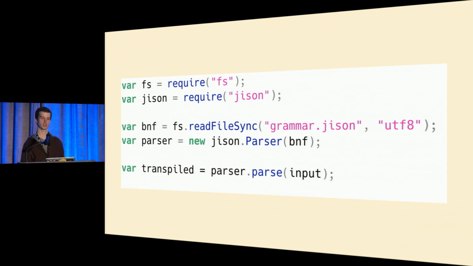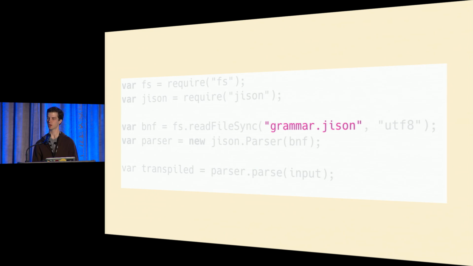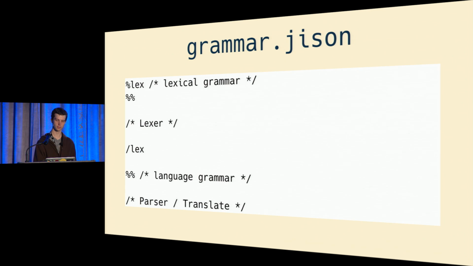And here's the shell of a Jison program. You simply pass a structured grammar file, this grammar.json file, to the library, and it generates a parser for you. You then run that parser against your input string, your original Arnold C code. So let's take a look at what's inside this grammar file.